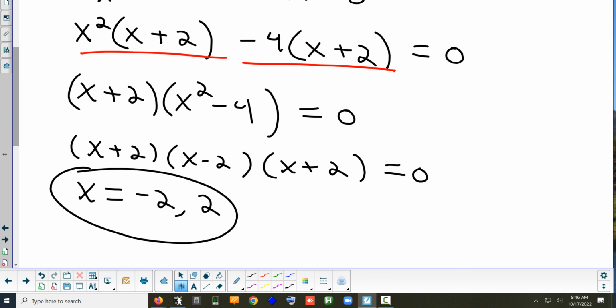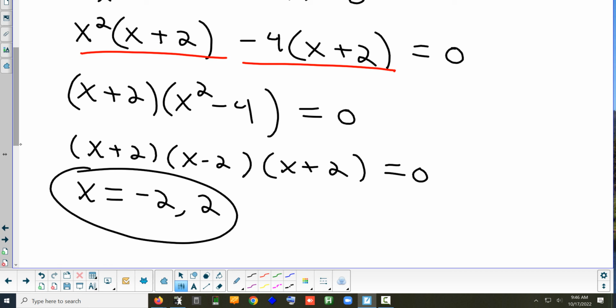So those are the answers. A lot of times you get 3 different numbers. This time we only got 2. So I feel like we're supposed to get 3 answers, because it's in the original equation it's cubed. Shouldn't we have 3 answers? And technically you do. They're just not unique.